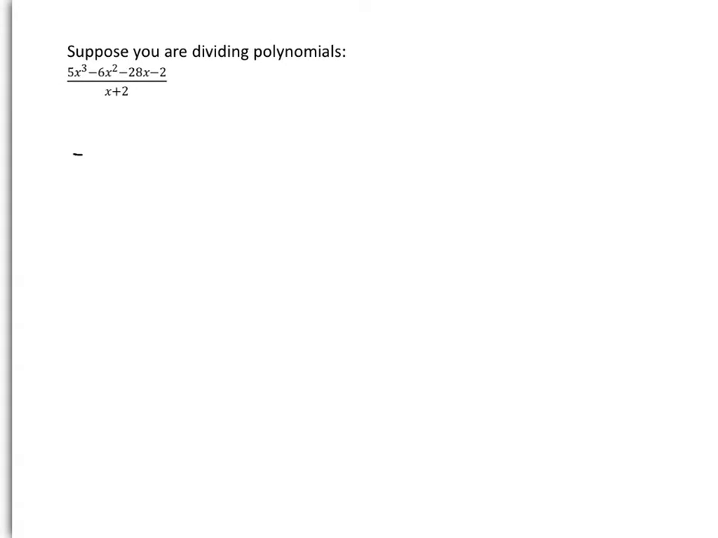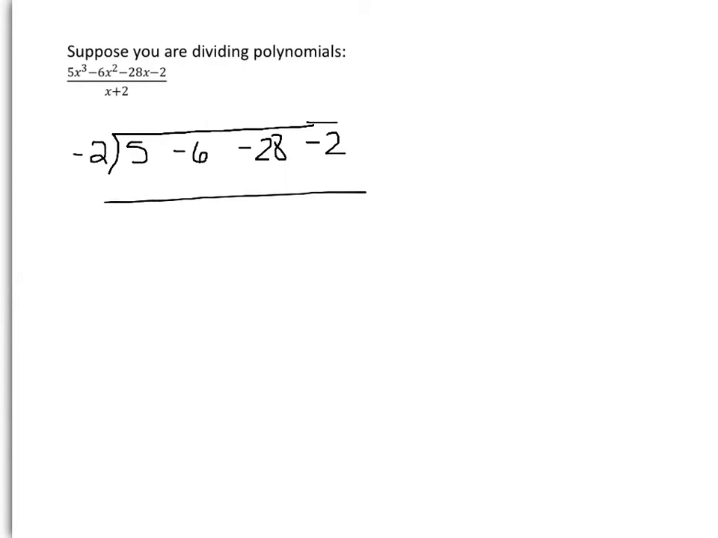So let's take a look at the synthetic division of polynomials. We've got -2, 5, -6, -28, and -2. Right, so we bring down the 5. This becomes -10. This becomes 32. That becomes -8.